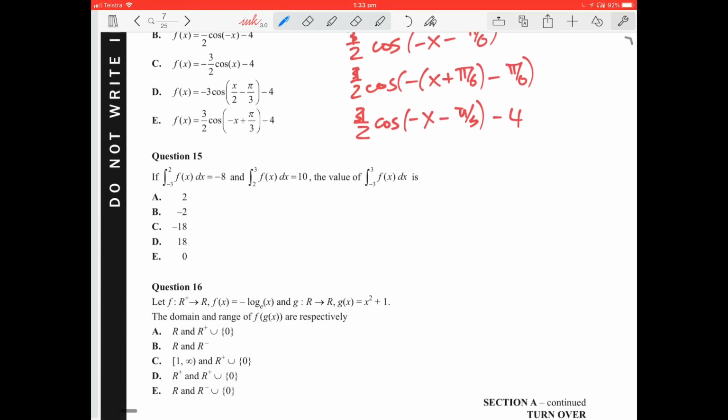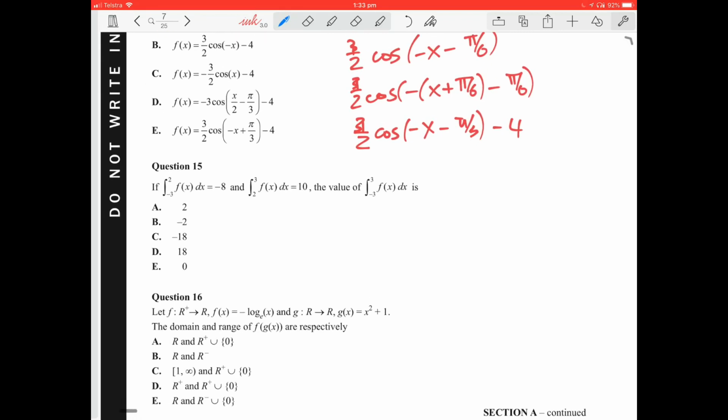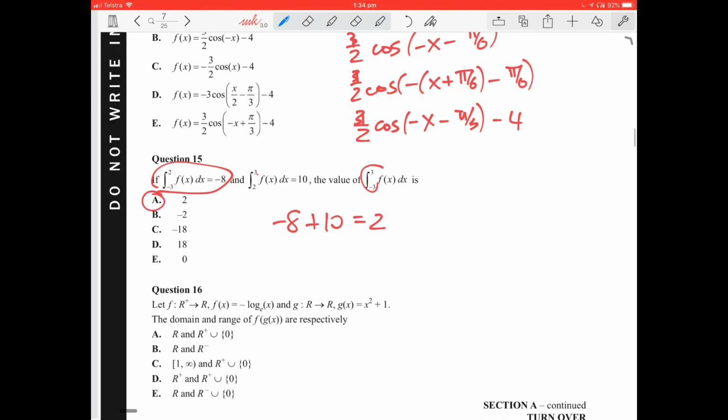Okay, if we integrate from negative 3 to 2, we get negative 8. So from negative 3 to 2 is negative 8. 2 to 3 is 10. So we're just going to get 2. That one's pretty easy. The terminals aren't swapped or anything.